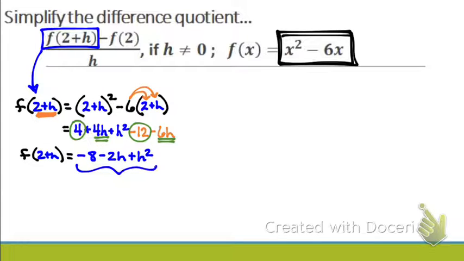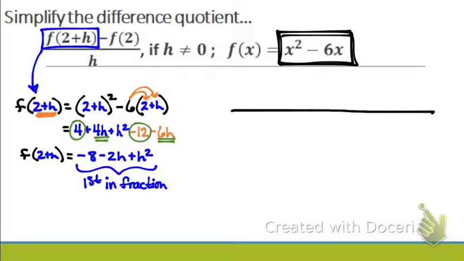All right. So this is going to go first in the fraction. So we've got our big long difference quotient here. I have -8 minus 2h plus h squared minus, what do they want back here? F of 2. All right, so let's figure out what f of 2 is.